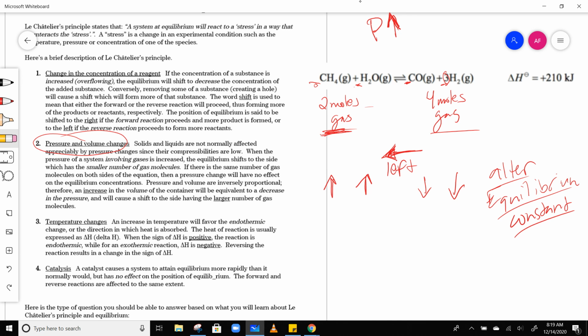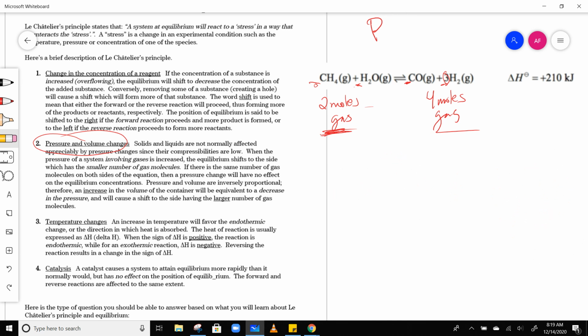All right, now let's say pressure goes down. If pressure goes down, we're going to shift to the side with the most moles of gas. The opposite, right? So the most moles of gas, so it's going to shift to the right. Okay, so we're going to get more products and less reactants.